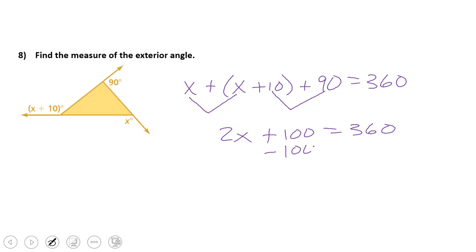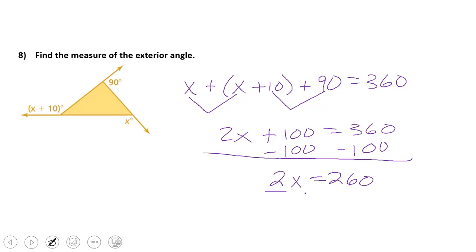We're going to subtract 100 from both sides. That's how we isolate the variable x and how we keep the equation balanced. We use inverse operations, and we do it to both sides. So now 2x is equal to 260. Of course, when you divide by 2, you get that x is equal to 130 degrees.